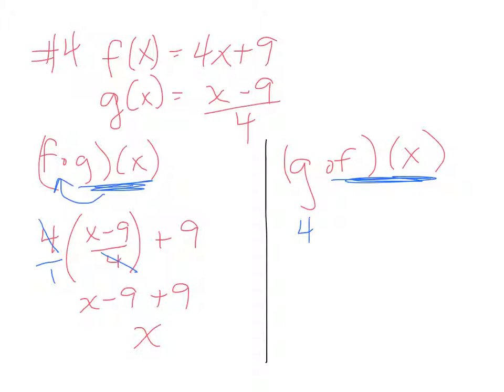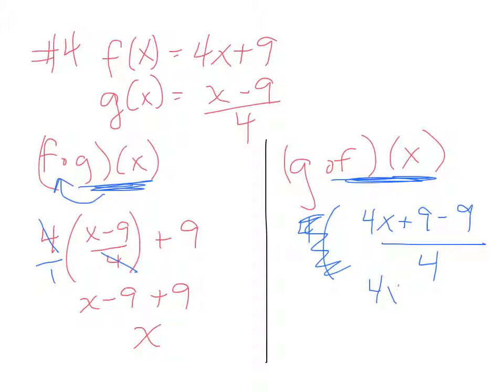So we have 4x plus 9 minus 9 all over 4. I have addition and subtraction on top, so you can't cancel those 4's right now. But plus 9 and minus 9 do cancel. I'm left with just 4x over 4, and that gives me just x. So those are both inverses of each other as well, because I got x back out.